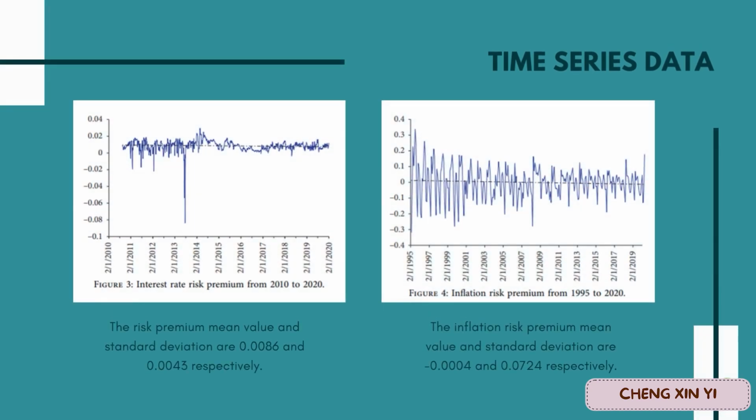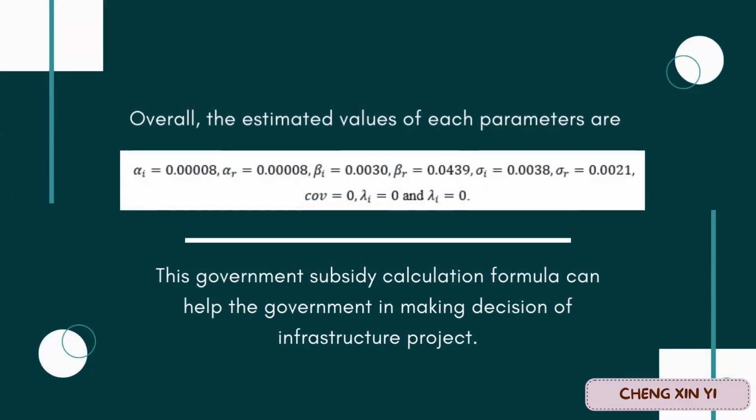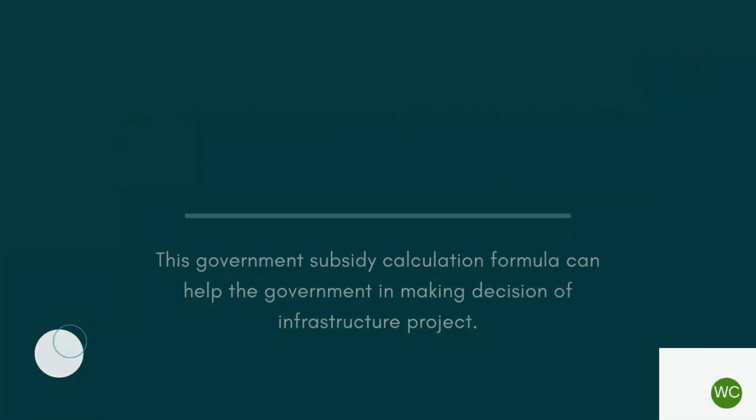In this study, we use the difference between the yield to maturity of local government bonds in 1 year and 0 year as the risk premium of interest rate. The figures in this slide represent the time series data of interest rate and inflation rate risk premium. Overall, the estimated values of each parameter using the government subsidy calculation formula are listed in the slide. This formula can help the government in making decisions of infrastructure projects.